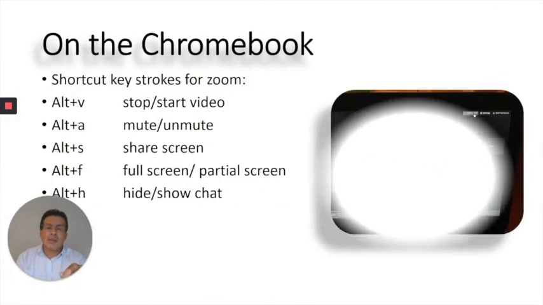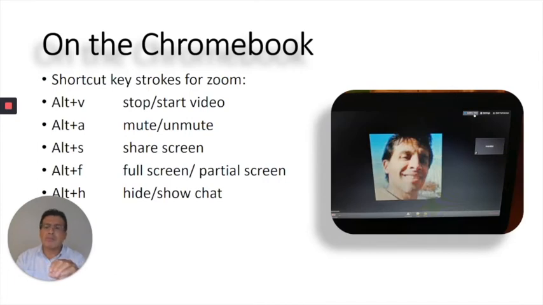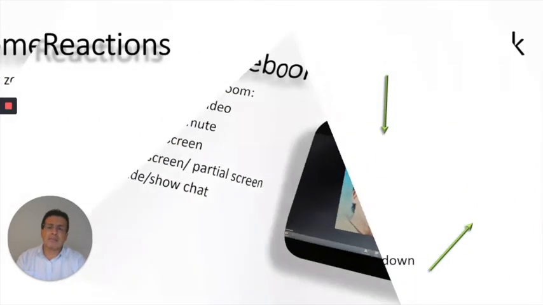On the Chromebook, you have some shortcuts that you can use. Alt V, you press the Alt, hold it down and press the letter V, and you can start your video, turn on your camera, or turn off the camera. Alt A will turn on the microphone, turn off the microphone so that they can hear you or not. Alt S, you share your screen or stop sharing your screen. Alt F is going to full screen or partial screen. Alt H shows the chat or hides the chat.